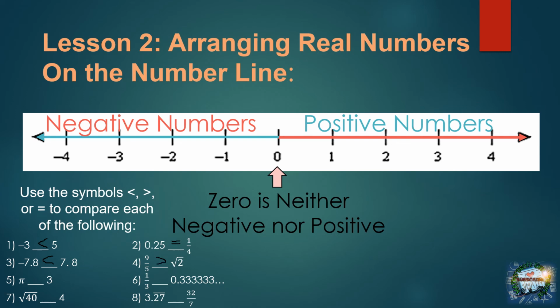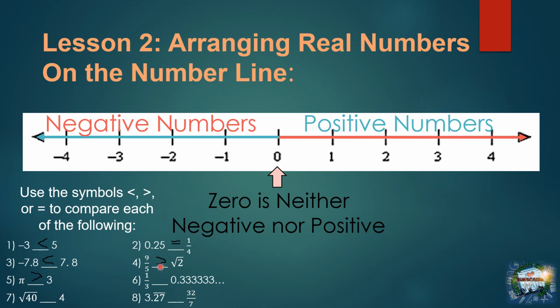Okay, let's continue. This time, pi. Pi is 3.14. Mas mataas siya kaysa 3. So, that means that's greater than. Ang gagamitin natin ay yung greater than.